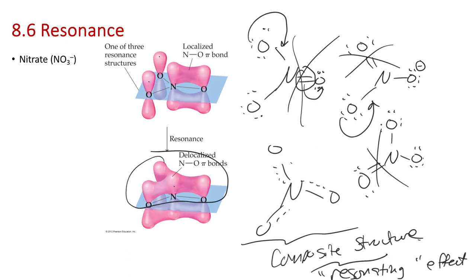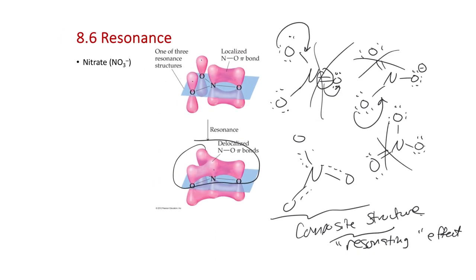So it's not an equilibrium. It's not a here to here to here, back and forth. It's just always a spreading out of that charge across the molecule. So when we look at nitrate, I think back and resketch a Lewis structure.